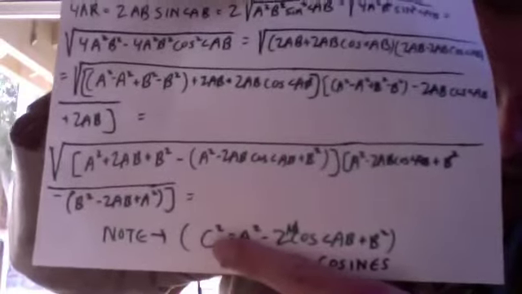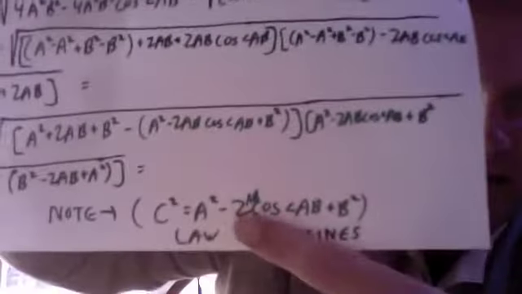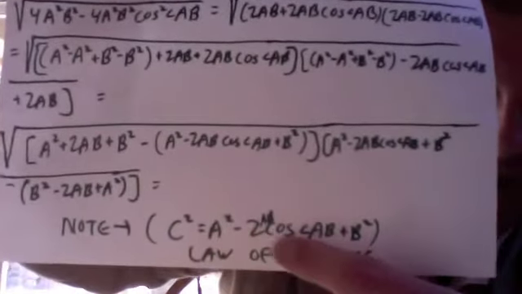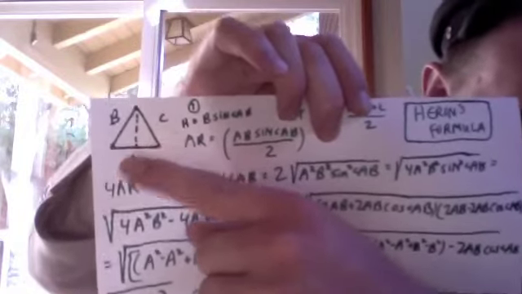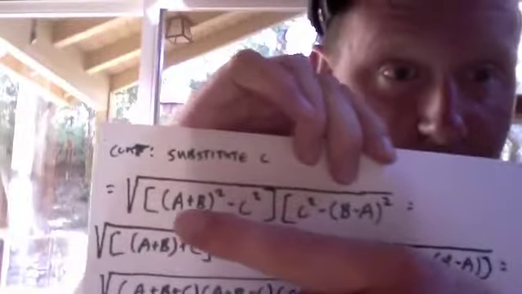Note the law of cosines, that c squared is equal to a squared minus 2ab cosine of angle ab plus b squared. That should be ab, I had to write that in there. In other words, c squared is equal to a squared minus 2ab cosine of this angle plus b squared. Okay, that's the law of cosines. So that gives us a nice, neat substitution of c right here.